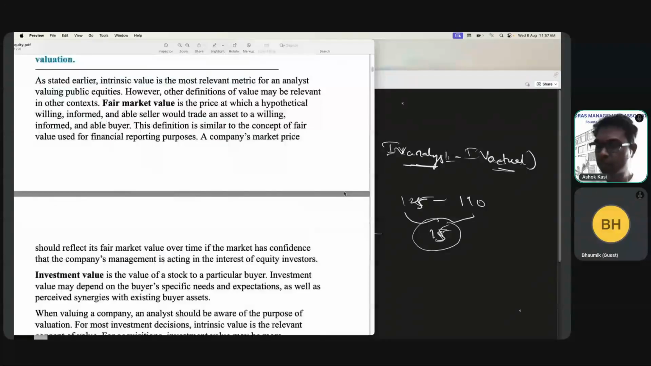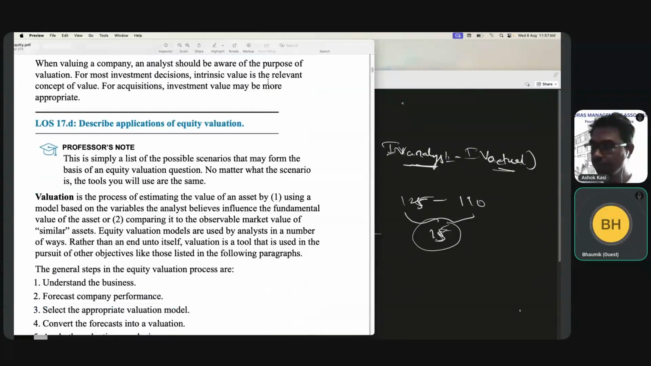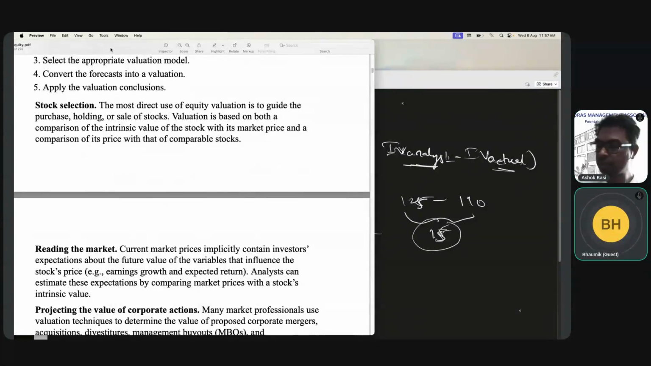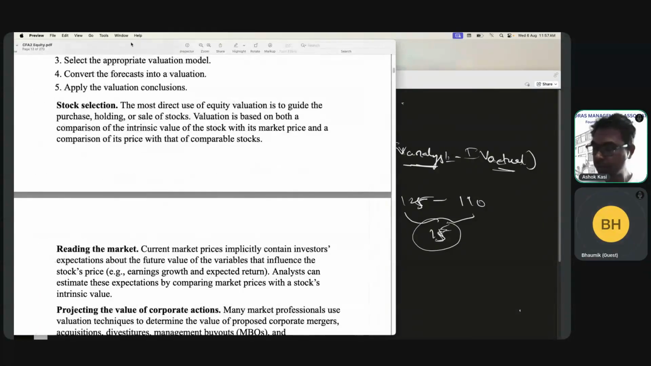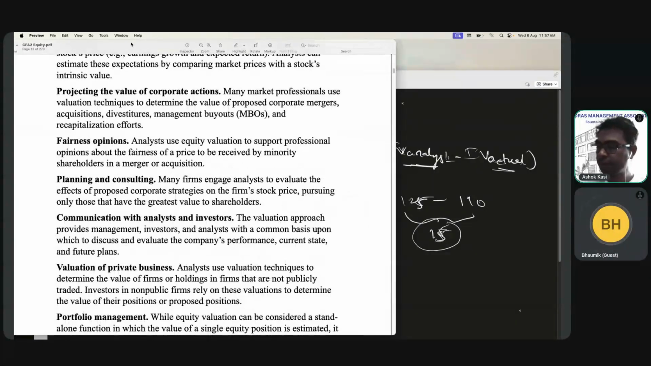Fair market value is market value, and investment value is the value of a stock to a particular buyer. So for a particular buyer, what is the value? Then valuation. These are all self-reading, easy topics. Reading the market, projecting the value of corporate actions. Do you want an explanation on anything here?